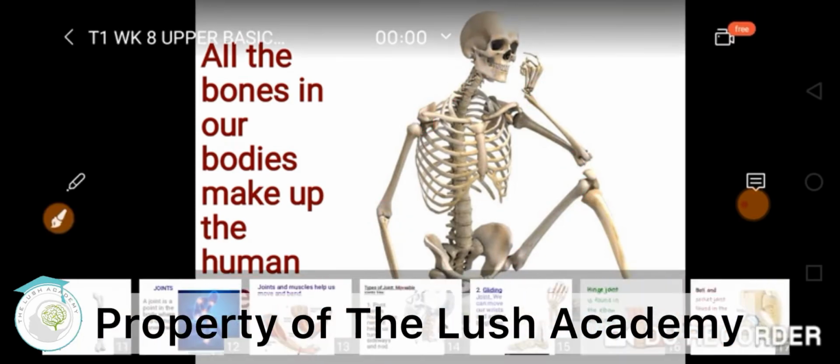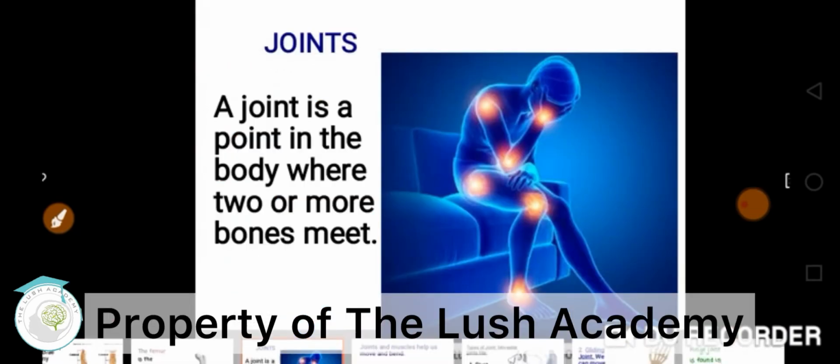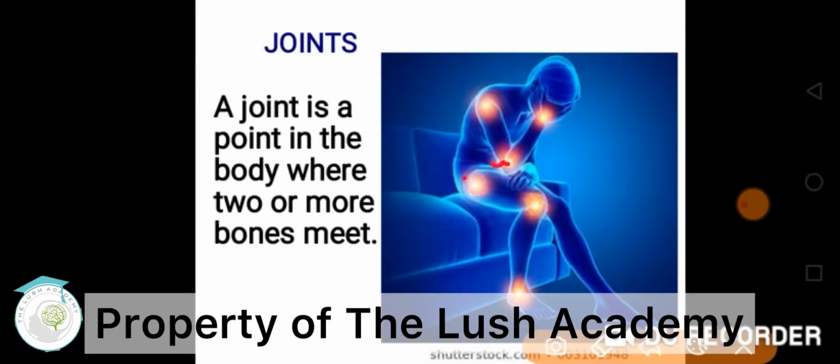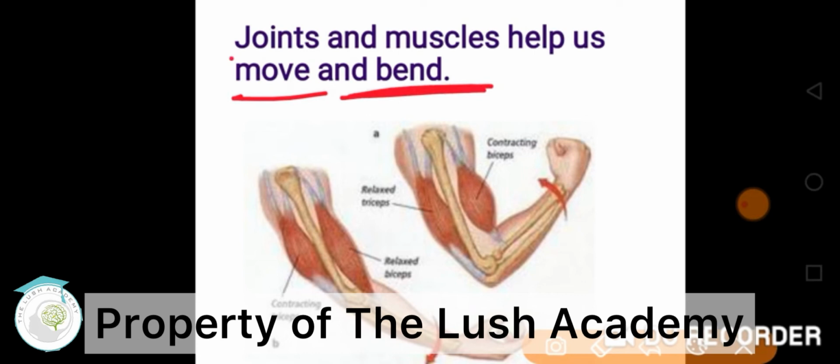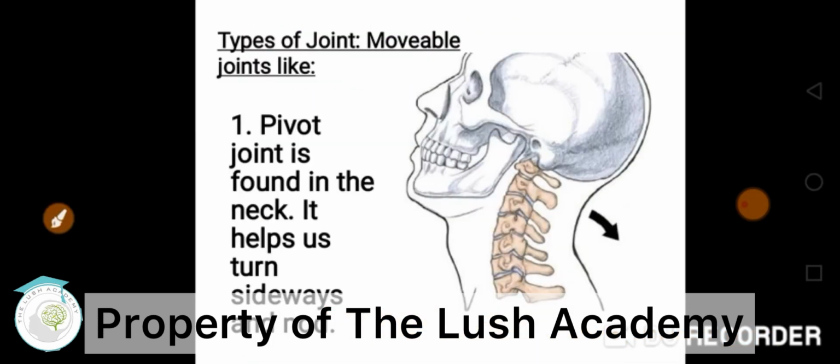Because of these joints, you can see all the joints. They've pointed to some of the joints, not all. Because of these joints, we can move and bend because of our joints and muscles. You can see the muscles. Because of this joint here, we can flex our arm like this. Then you can see the biceps contracting, the type of muscle called biceps.